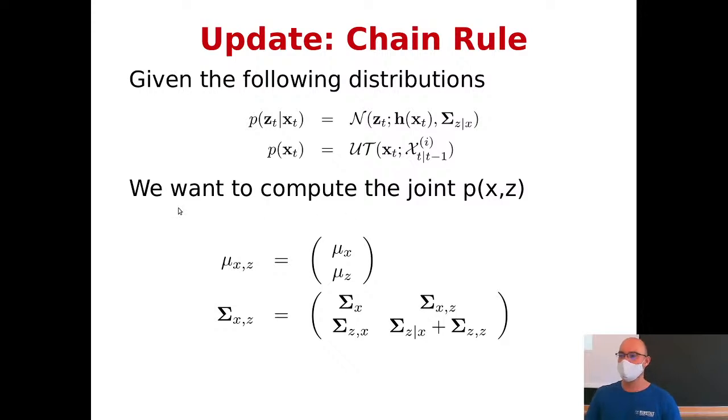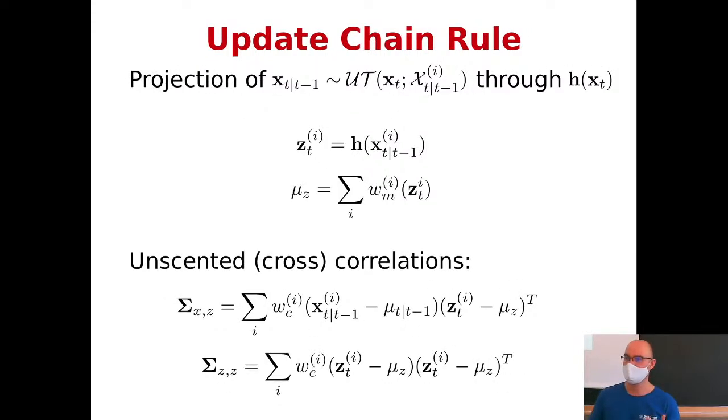And then I want to compute the joint P of x and z, right? Which will have the following parameters, mu x, mu z, sigma x. Same story. And so we can use the chain rule actually. But the chain rule, we have seen the chain rule in the unscented space, right? And the chain rule in the unscented space is you take each sigma point of the predicted state. You project each of these sigma points through the measurement function, and you obtain the sigma points of the measurement you would get if you were in that state.